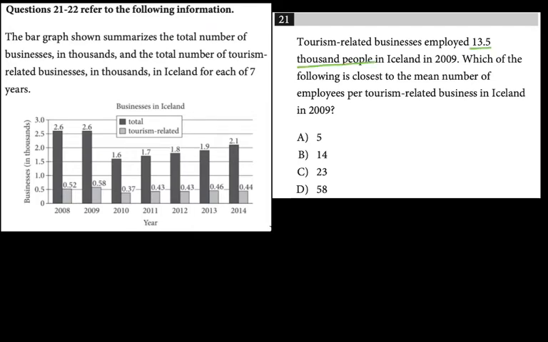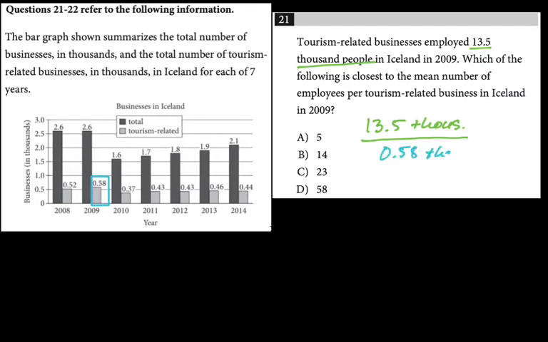So that's the total number of people. And we are looking for which of the following is closest to the mean or the average. Right, it's really important you recognize that mean just means average. Number of employees per tourism-related business in Iceland. So I'm going to need to know the total number of tourism-related businesses. And so it's going to be 13.5 divided by something. There we go. So in 2009, the tourism is the light gray. So 0.58 thousand of these companies.